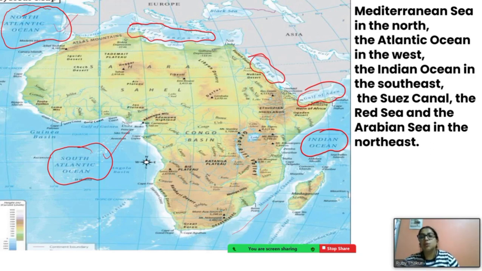So these are the facts about which oceans surround it, which oceans are on our west, and in the north we have the Mediterranean Sea, along with which Europe is also there.